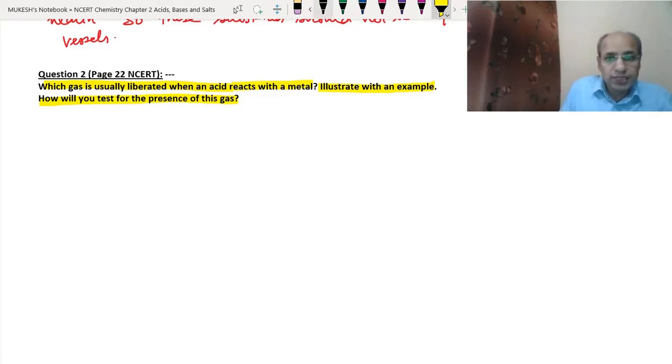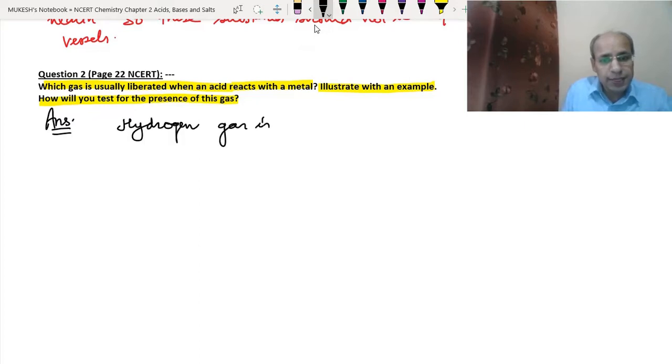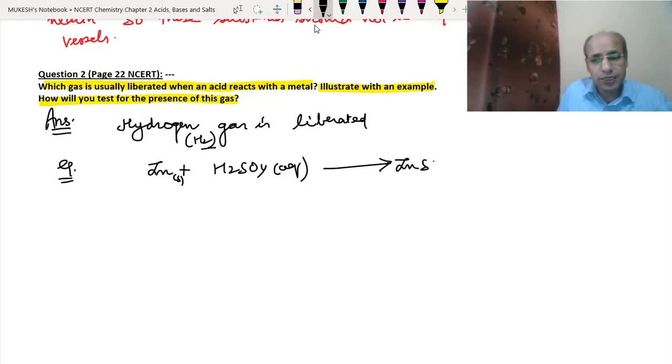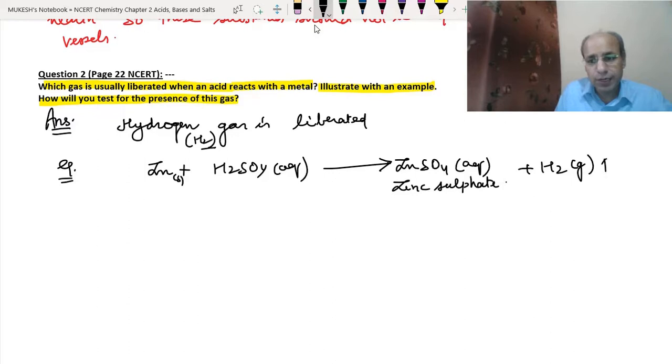So what is the answer that we are going to write? Hydrogen gas is liberated. The formula is H2. We can give an example: if zinc metal reacts with sulfuric acid, where zinc is a solid and sulfuric acid is in aqueous solution, then it produces zinc sulfate salt in aqueous solution. This is the salt, zinc sulfate, which we have already studied so many times. And the hydrogen gas will be liberated.